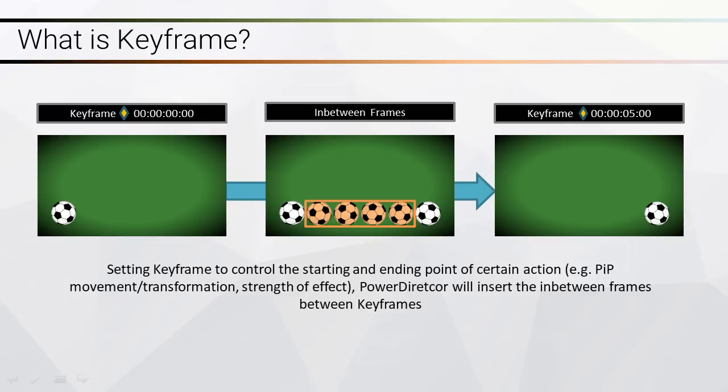So let's say I want this ball from the start to be on the left, but after 5 seconds, this ball needs to go to the right. So that's why you need to set the keyframe.